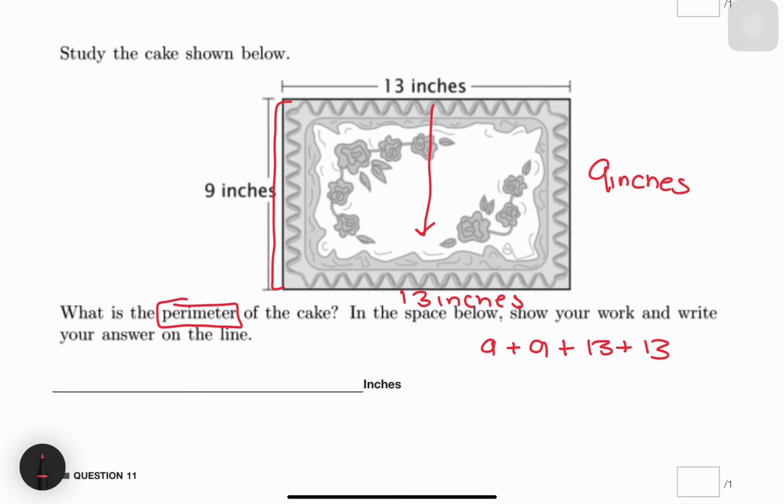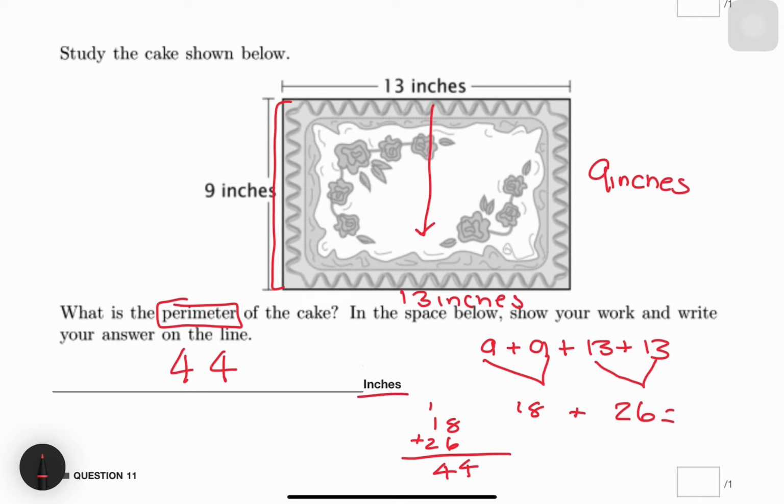All right, so if we do our 9 plus 9s here, we get 9 plus 9 is equal to 18. And if we do our 13 plus 13 here, we get 26. Okay, so now we're just going to add 18 plus 26, and I can do that in the standard algorithm if it's hard for me to add side by side. So I know that 8 plus 6 in this case will be 14, and I know that 1 plus 2 plus 1 will be 4. So our answer is 44 inches. All right, so you want to remember that with perimeter you are adding.